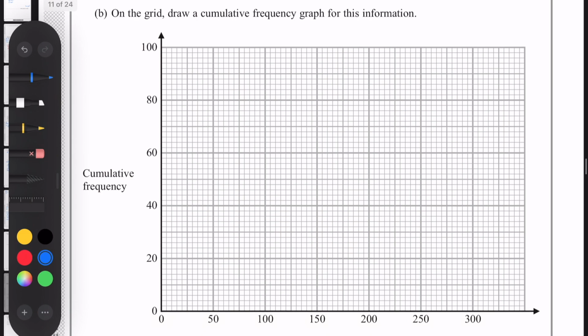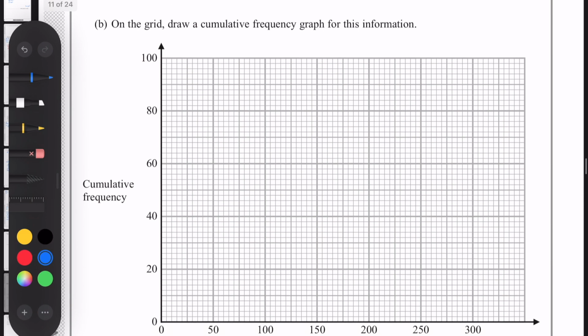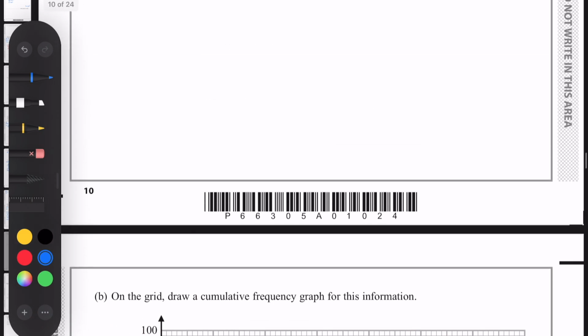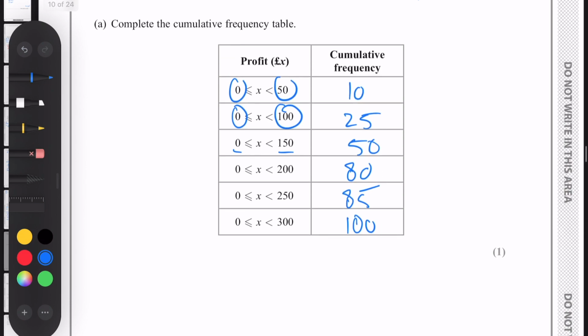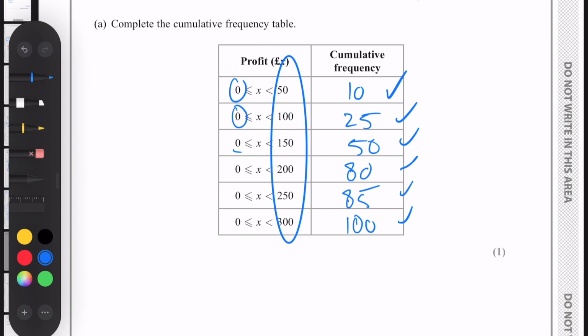On the grid, draw a cumulative frequency graph for this information. Okay, great. And what you do for this is you plot your cumulative frequencies against your upper bounds. So don't go thinking it's the midpoint. That's only for frequency polygons. So upper bound against the cumulative frequency. And you've also got to plot 0, 0, or the lower bound of the first one.